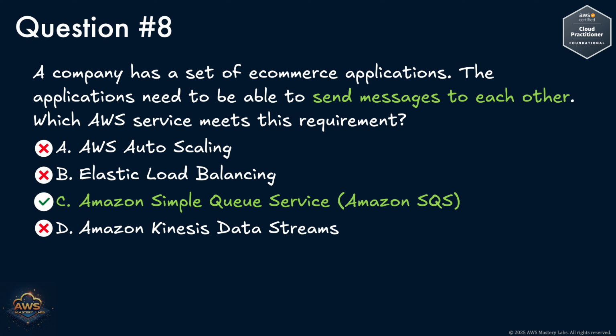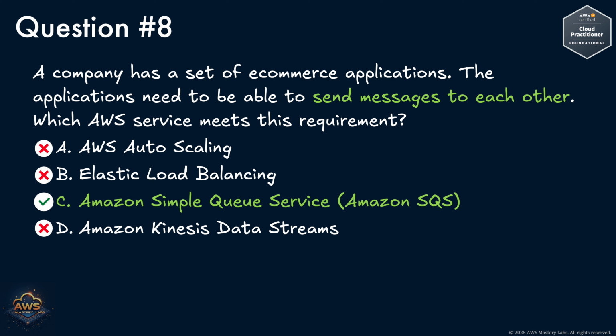Option C, Amazon Simple Queue Service, Amazon SQS. This is the ideal answer. SQS is a fully managed message queuing service that enables asynchronous communication between distributed systems. Each application can send messages to an SQS queue, and other applications can consume them at their own pace. This decouples the services, improves fault tolerance, and handles temporary load spikes gracefully. SQS also supports message durability, retries, visibility timeouts, and dead letter queues, making it reliable and production-ready for e-commerce apps that must exchange transactional or workflow messages.